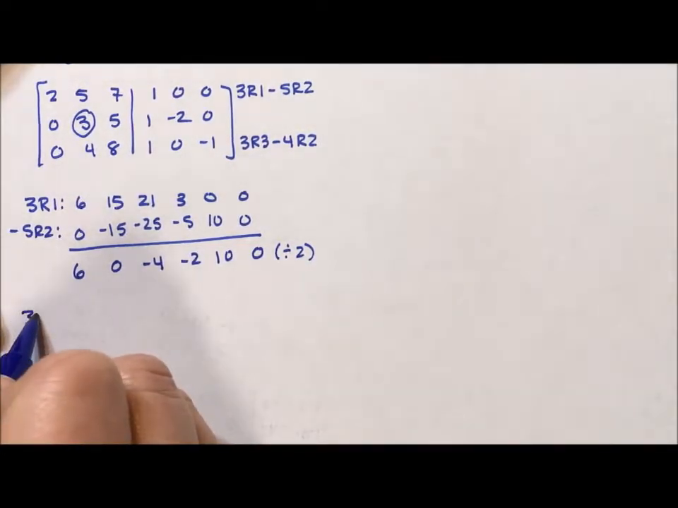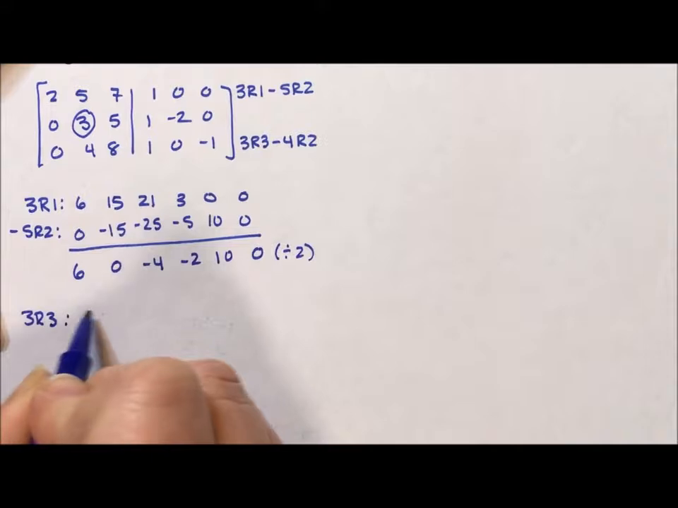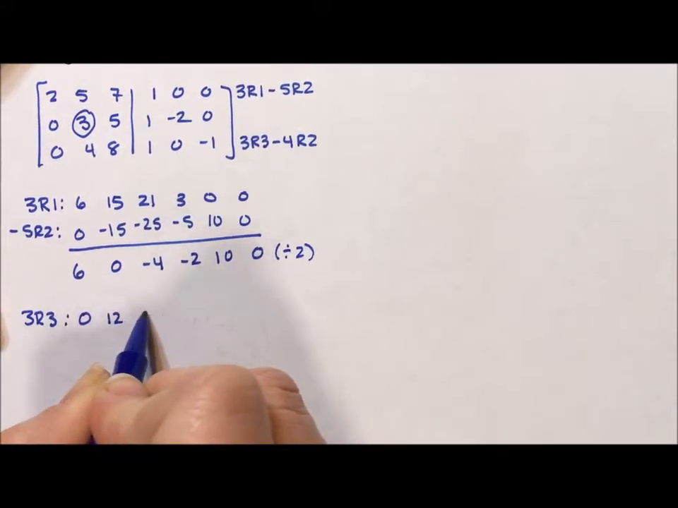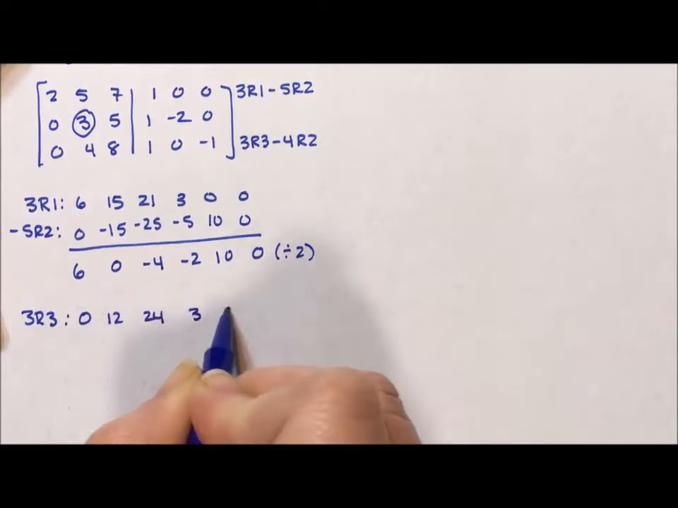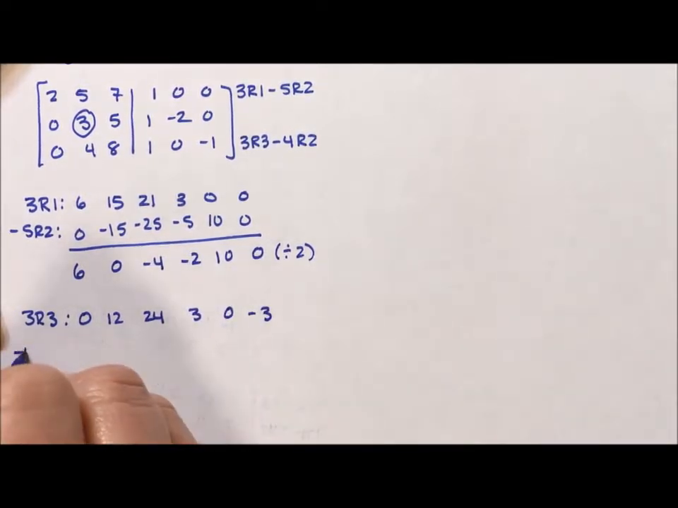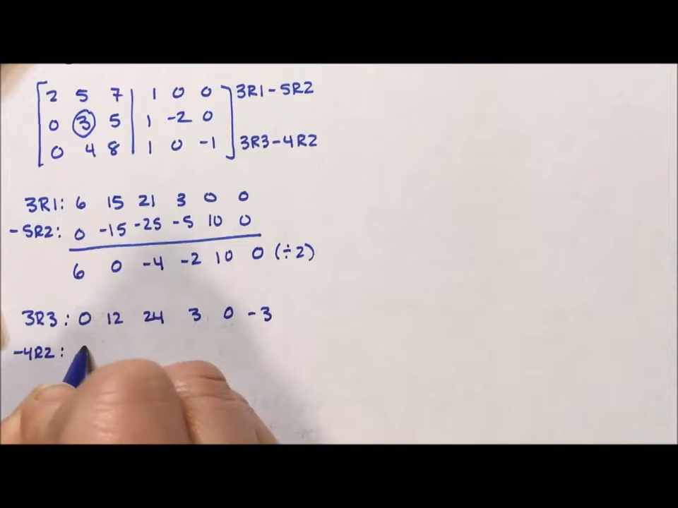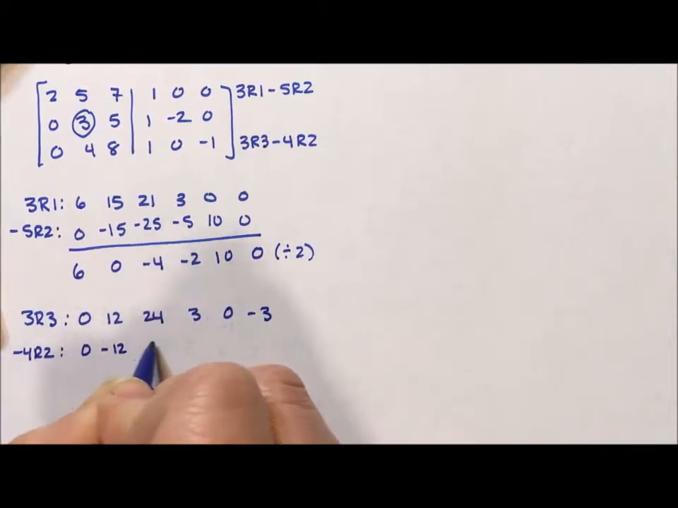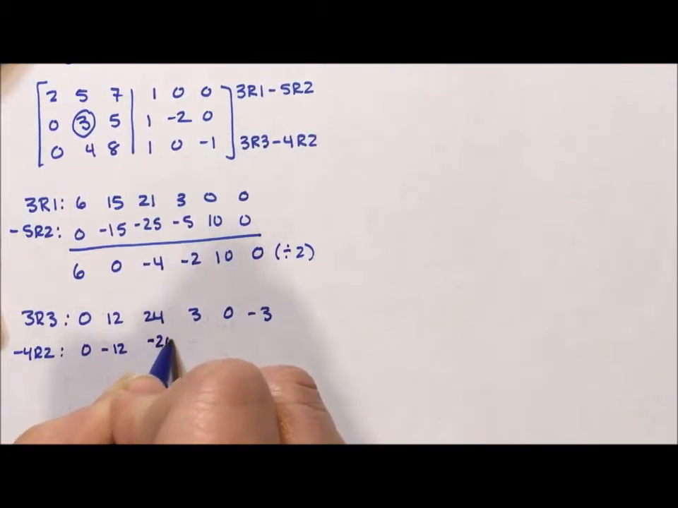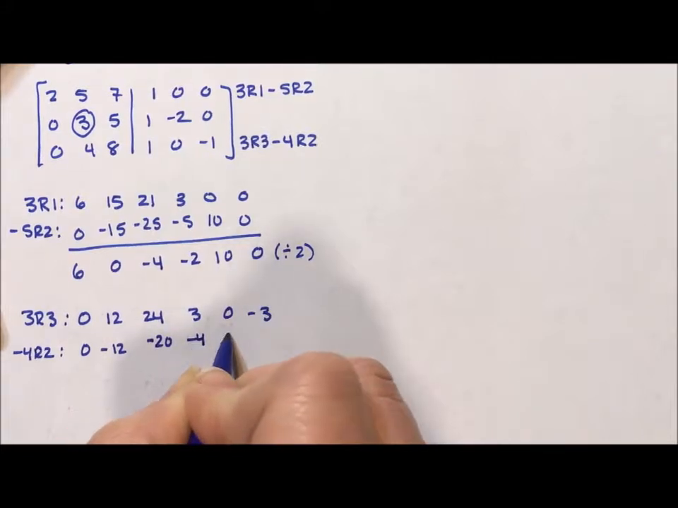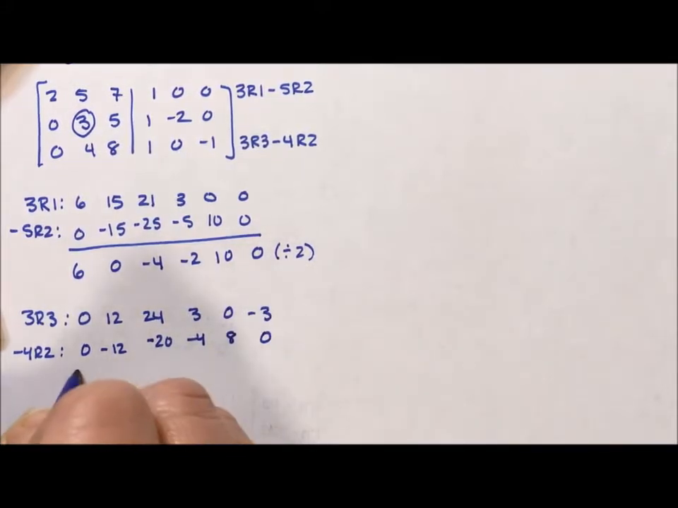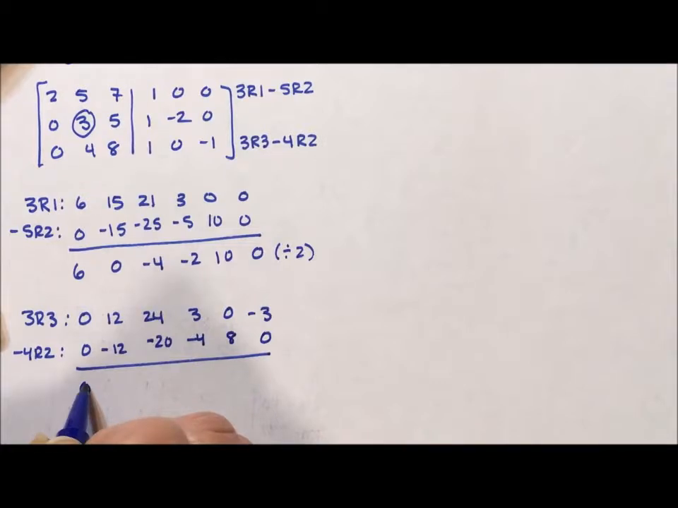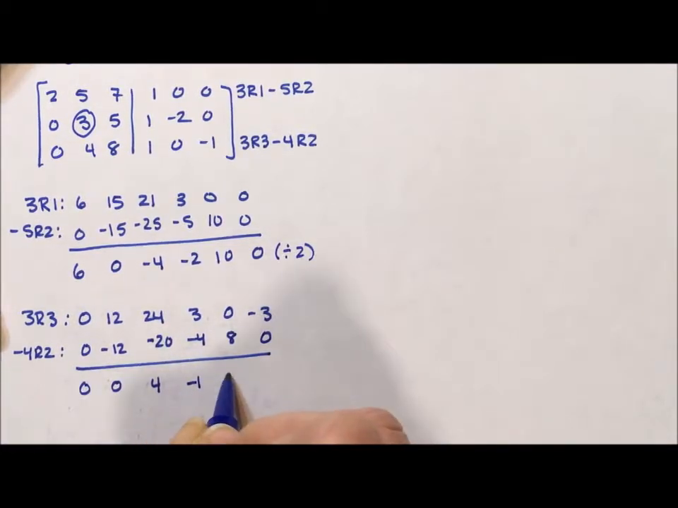Okay, 3 row 3 is 0, 12, 24, 3, 0, negative 3. And negative 4 times row 2 is 0, negative 12, negative 20, negative 4, 8, 0. And when I add down, I get 0, 0, 4, negative 1, 8, negative 3.